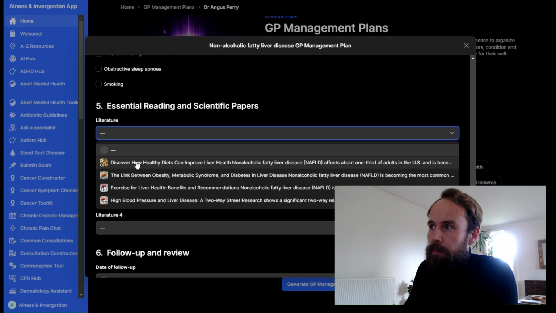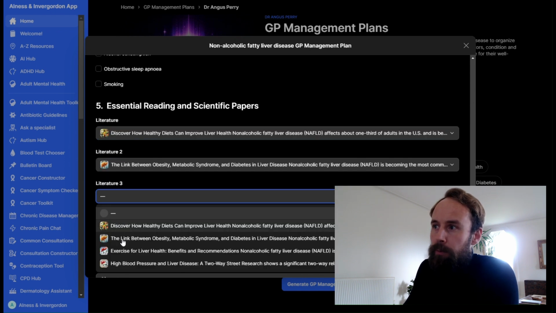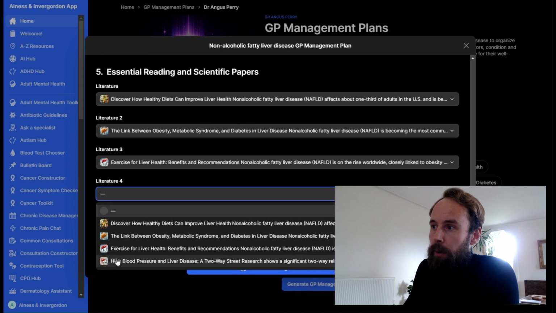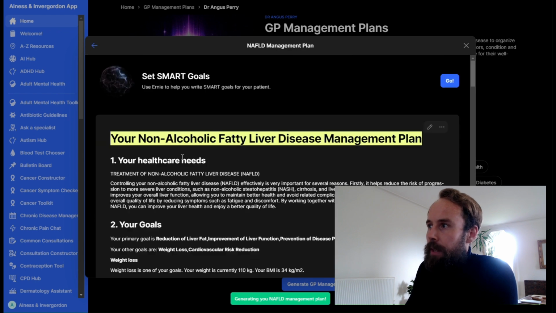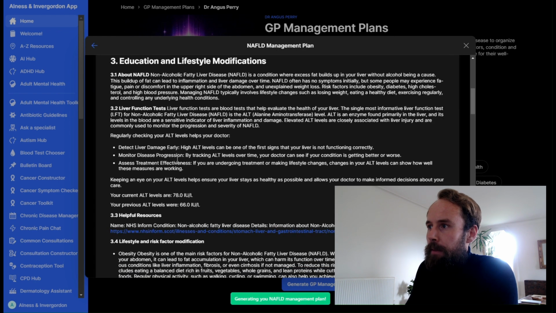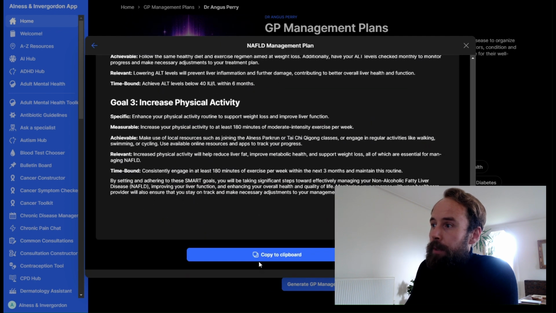So we've got some interesting papers here about what is non-alcoholic fatty liver disease, what are the risk factors. Some really interesting reading which I think the patient would benefit from. So I'll put those here as well. And of course, we've got the follow-up date. And then we press generate, and there we go. So there's our plan. And what we can do is we just copy to clipboard, and we can then send that to the patient.